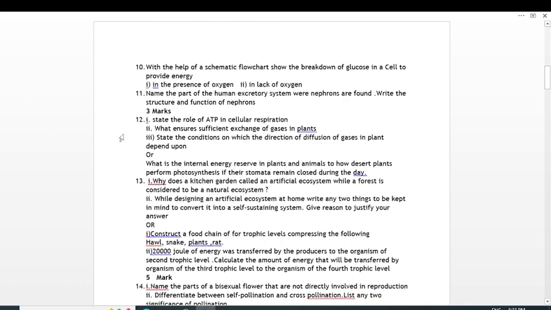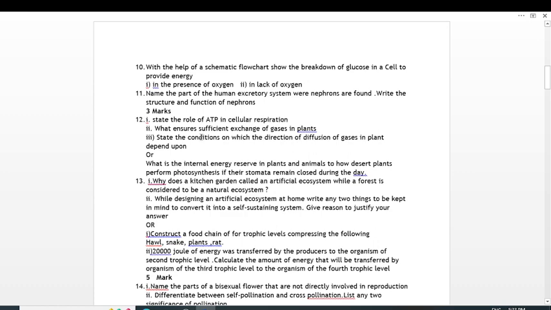Then 3-mark question. State the role of ATP in cellular respiration. So cellular respiration is what? The process of breakdown of glucose and give out energy. But at that time also, they need a little amount of energy, and that is given by ATP molecules. So ATP molecules are called what? Energy currency, and these are prepared inside the mitochondria. So ATP provides energy for the cellular respiration.